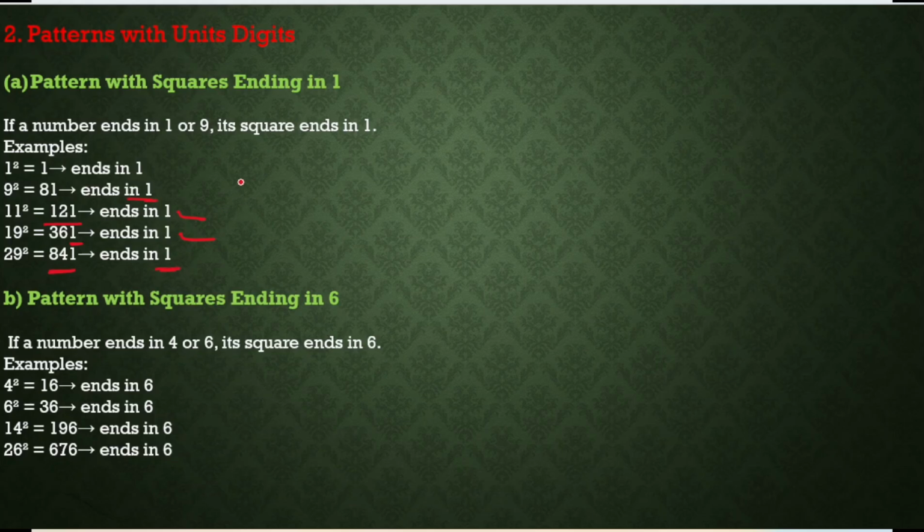Similarly, if you have a question, 5439 square. What is the unit place of this square? Simply see 5439. The unit place is 9, which means the square ends in 1. Clear?